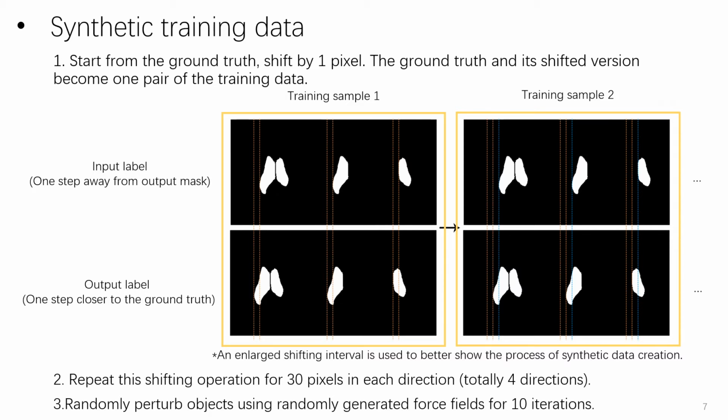Similarly, we take the input label of the training sample 1 as the output of the training sample 2, and then we shift it by another 1 pixel, and we get the input label of the second training sample. So, the target of the second training sample is to let the network learn how to evolve from the 2 pixel shifted version to the 1 pixel shifted version. And then, similarly, we create many other samples to build the synthetic training data.